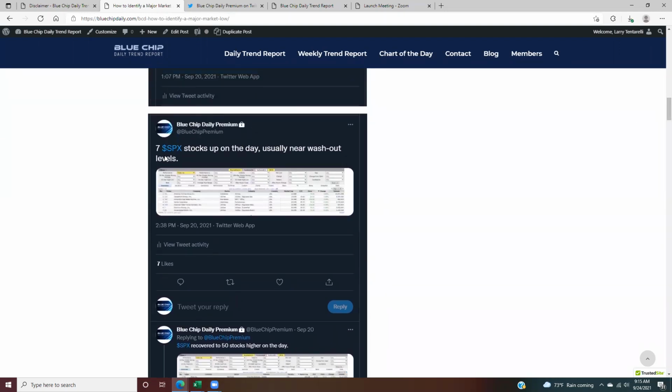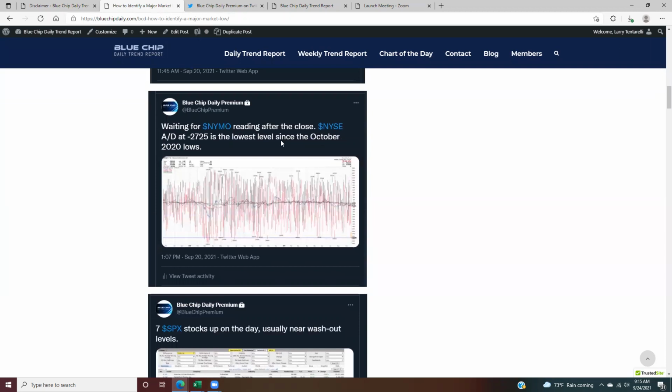But my observation here, and I've been actively trading in the market since 1998, is that with only 7 stocks out of 500 up on the day, the market is usually at very, very oversold levels where they're starting to flush out all of the sellers. And we could coincide that with the oversold NYAD reading and realize that we should be pretty close to a low.